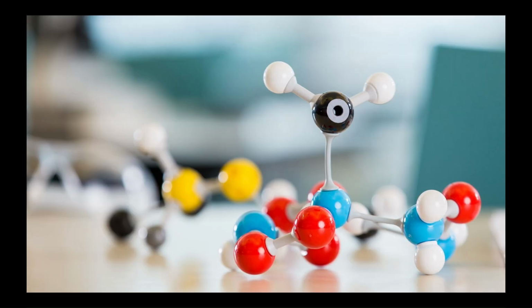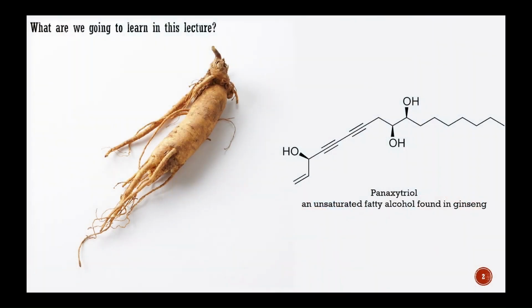Hello, everyone, and welcome back to the lecture series introducing you to organic chemistry. We have already started examining different families of organic compounds, and in the previous lecture, you learned about saturated hydrocarbons, commonly called alkanes. Unsaturated hydrocarbons contain a double or triple bond between 2 carbon atoms, and they differ greatly from alkanes in many aspects of their chemistry.